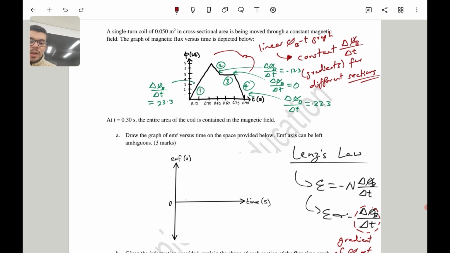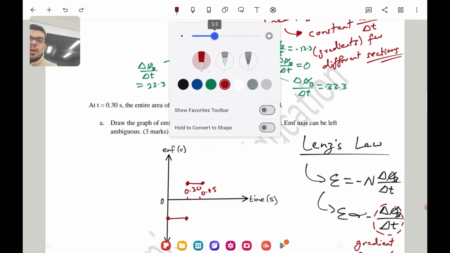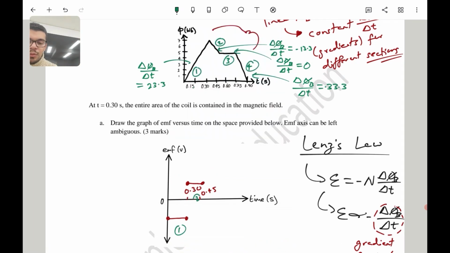And it will be a constant negative value since our graph is going to be linear, right? So the flux graph is linear, and I'll mark that as 0.3, and then we're going from 0.3 to 0.45, and at that point my EMF graph will look like this. The reason my EMF is smaller in region 2 is because the steepness of the flux graph is less in region 2 compared to region 1.